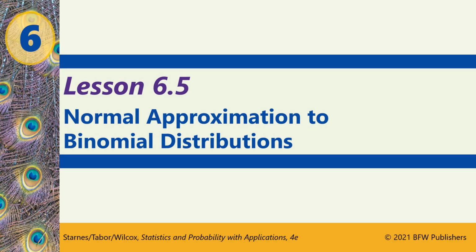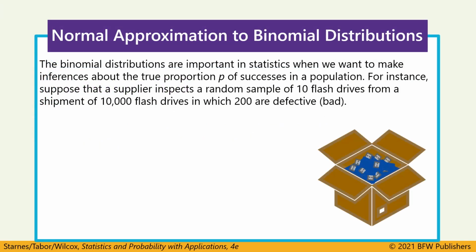Section 6.5, using a normal approximation for binomial distribution problems. Now we use binomial distributions when we want to make inferences about the true proportion p of successes in a population. When we're talking about making inferences, it's talking about using the results of a sample to make some kind of estimate or conclusion about an entire population.